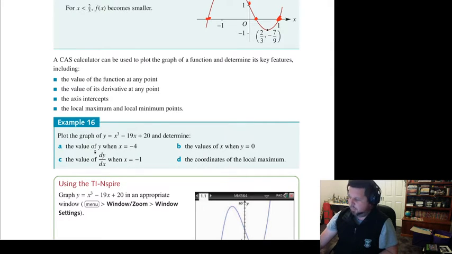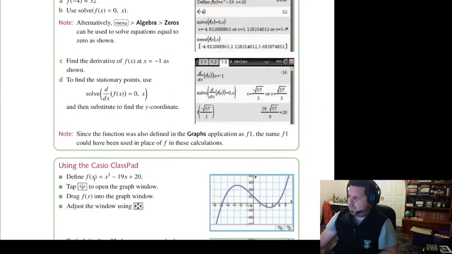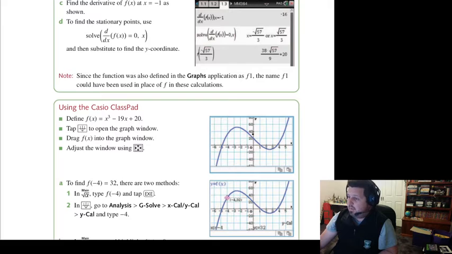Yep. The book also goes on and talks about the fact that you can go into your calculator, you can plot the graph, and you can use analysis from the menu. Go G-solve, you actually calculate the x value or the y value. If you wanted to calculate the y value, go y value, and substitute and say what is the x value that you want to find the y value for. It's where you type in -4 and it will put it on there for you and work it out. So it's quite useful to have a play around with as well.